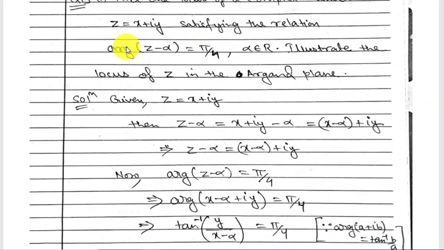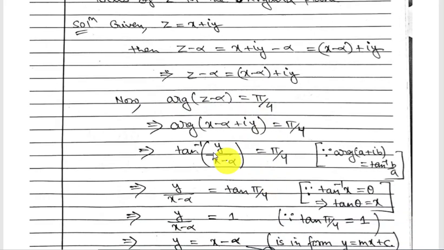So here we have got z minus alpha. Before coming to this, let us find what z minus alpha is. So z minus alpha will be x plus iy minus alpha. Put all the real parts together. Alpha is a real part because in the question it is given. So x minus alpha plus iy. So z minus alpha is nothing but x minus alpha plus iy. Okay, it's a complex number. So now argument of z minus alpha is equal to pi by 4. This is given to us.